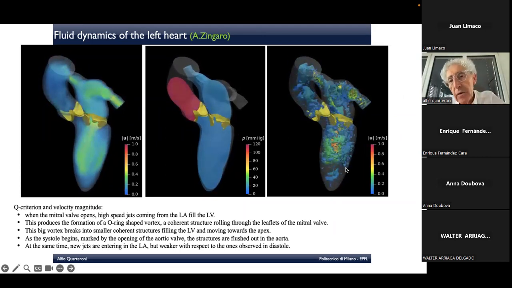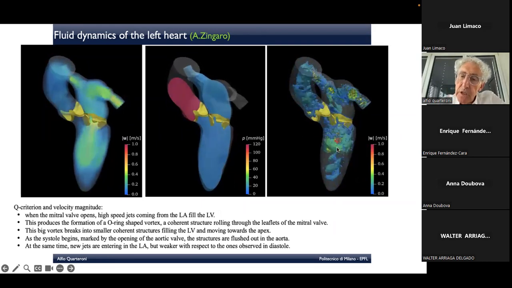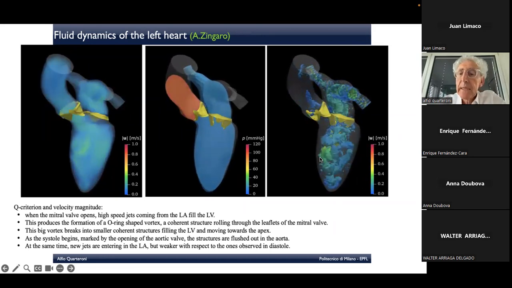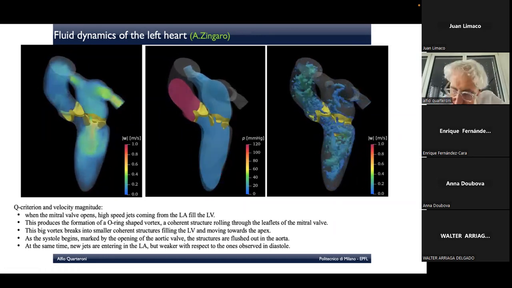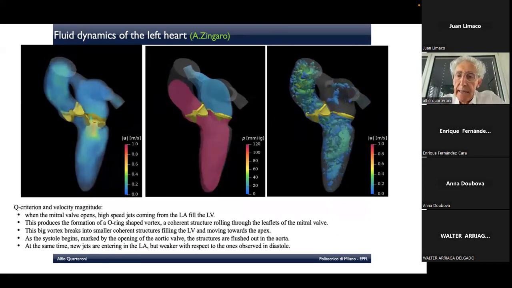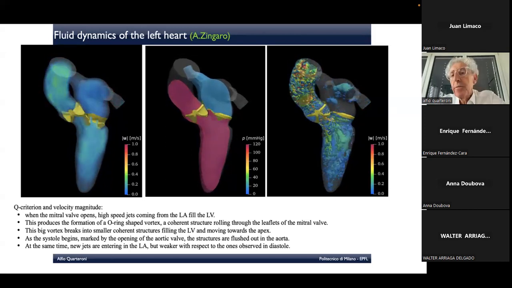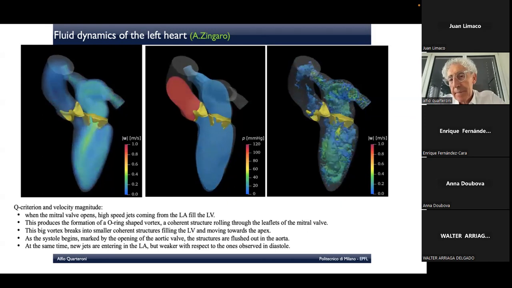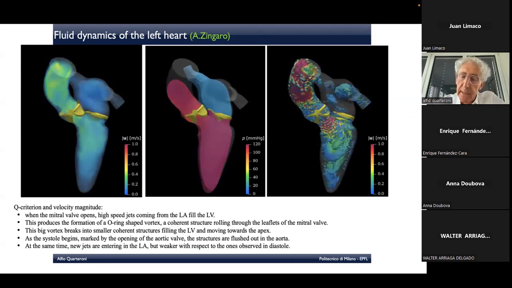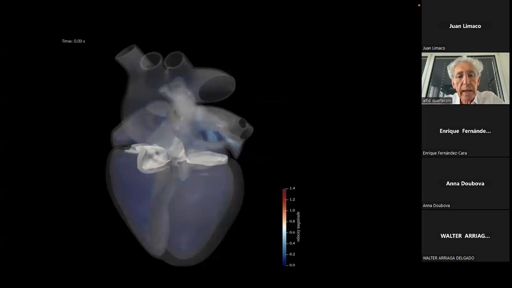And what you see here on the right is again the velocity, but now we are reproducing the most important vortices. And it is indeed a kind of almost turbulent behavior, a permanent transition toward turbulence of the electrical field. And this is the way the perfusion occurs in the heart, and this is the way the fluid dynamics happens in the whole heart.